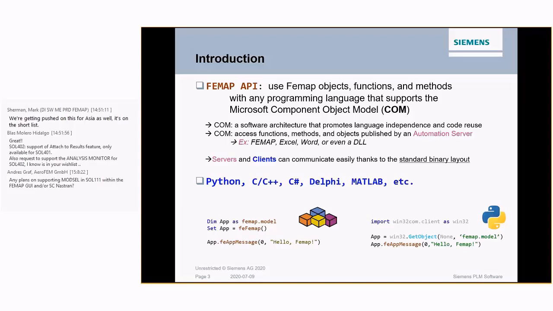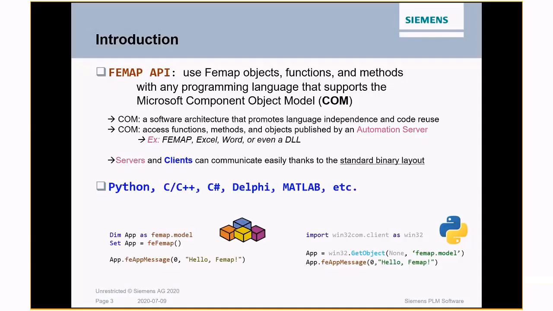It can subscribe to the binary layout of COM and be written in Python, C, C++, C#, Delphi, MATLAB, really any programming language that you prefer and that can recognize COM, you can talk to FEMAP and start writing your own programs. So I took a little code snippet here of the easiest way to get up and running in the FEMAP API.